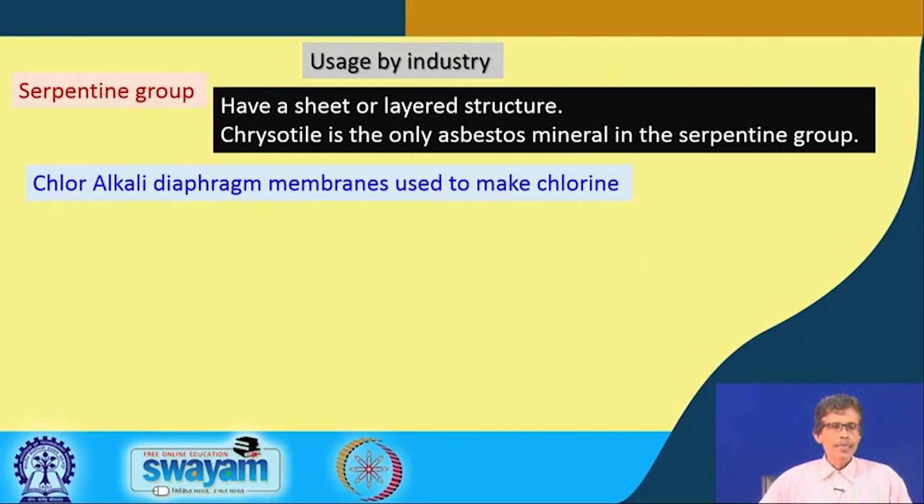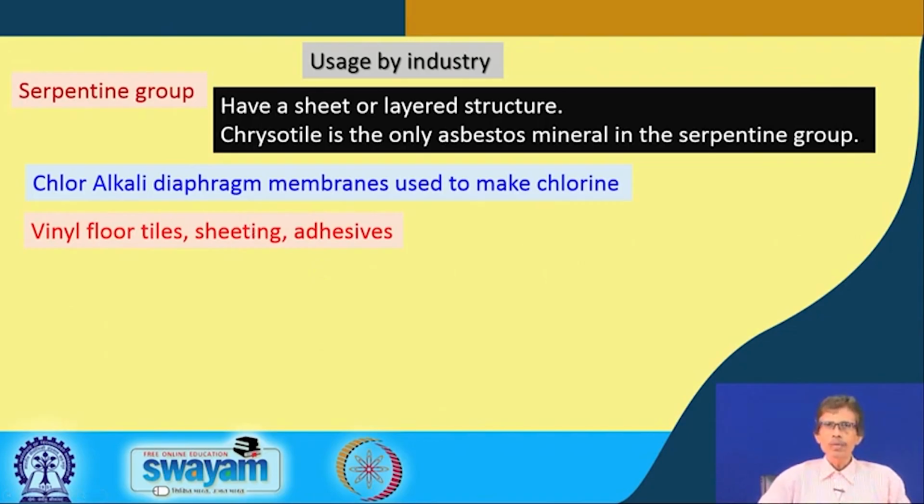So chloralkali diaphragm membranes, where we can use it, can have a typical use as a membrane also. We have seen the chloralkali process earlier, in several previous classes. The chloralkali diaphragm membrane is used for making chlorine. There we can use that particular diaphragm, and these diaphragms can be made of this asbestos material.